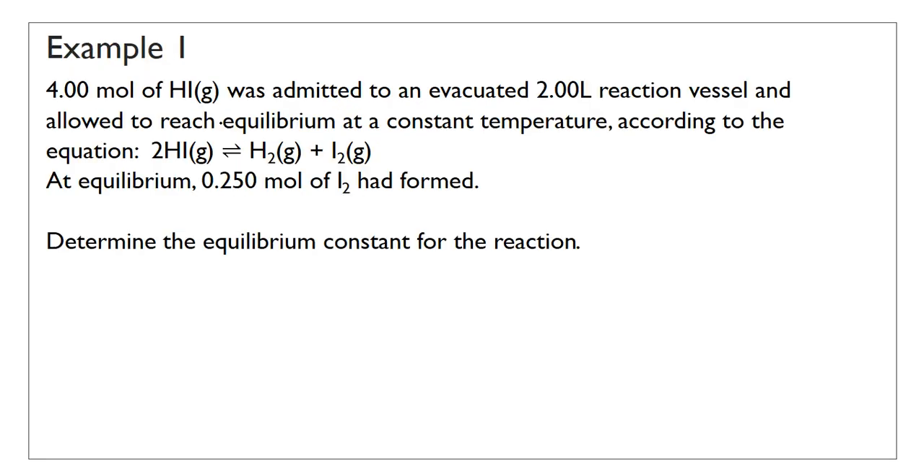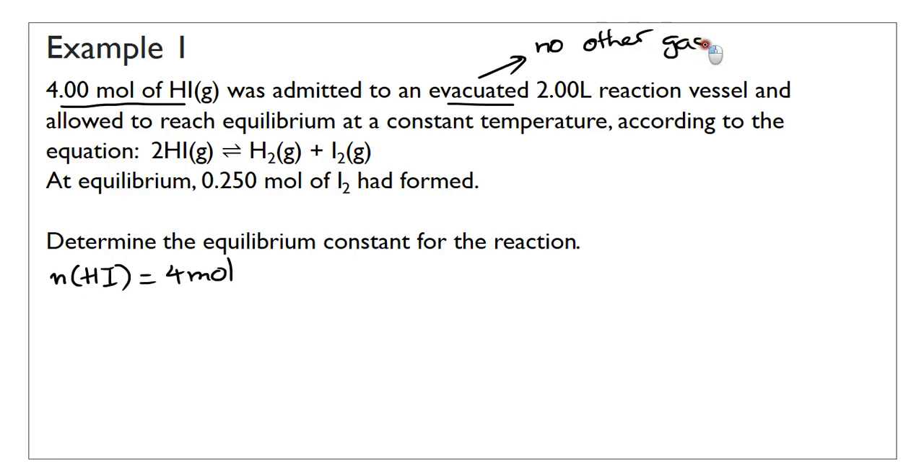We're going to start with example 1. So you have 4 mole of hydrogen iodide. Let's just be a good student and start by summarizing the question. So I have 4 mole, so the number of mole of HI is 4. And 4 mole of hydrogen iodide was admitted to an evacuated vessel. Now this just means that you have no other gas present in the reaction vessel. And the volume of the vessel is 2 liters. So V is 2 liter.